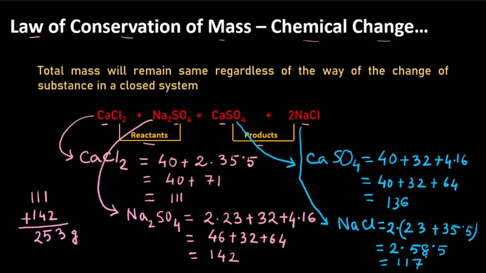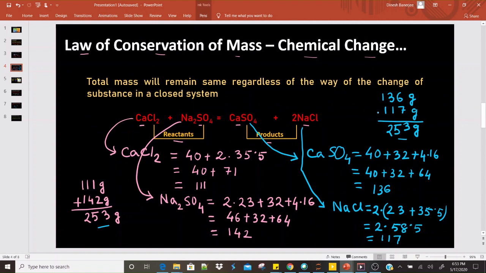equals 117. Now let's check the total mass of the right hand side, meaning the product side. 136 gram plus 117 gram equals 253 gram, which is exactly equal to the reactant side. Here I would like to make sure I have put the correct signs and units as required.